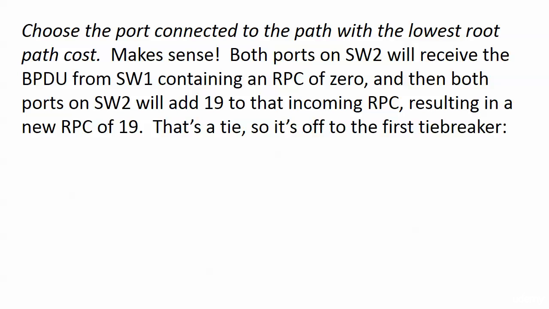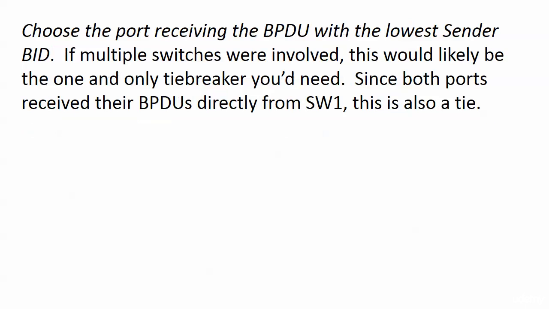and it's got an RPC of 0 in it. And then on the ports on switch 2, the switch would add 19 to each one because we have Fast Ethernet ports, as we saw in the last lab. So we have a new RPC of 19. So that, my friends, is a tie. So we go off to the first tiebreaker, really. Choose the port receiving the BPDU with the lowest sender BID. Well, thing is, again, if we had multiple switches involved, then this would be the only tiebreaker we need. If the first criteria didn't do it, this one definitely would.